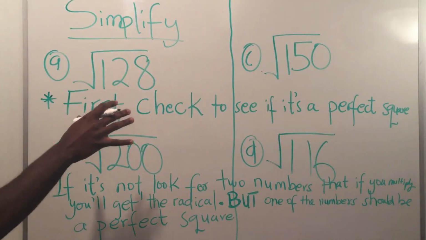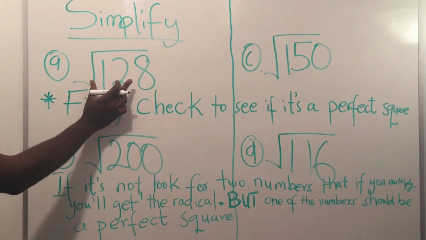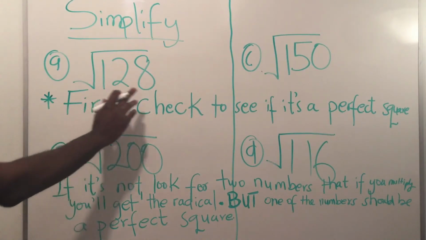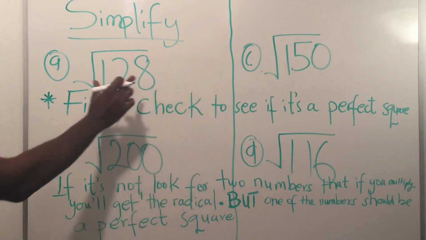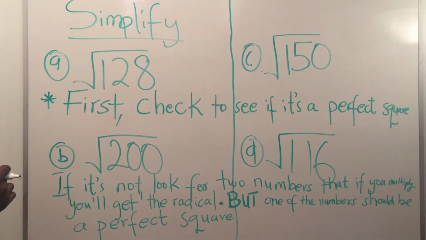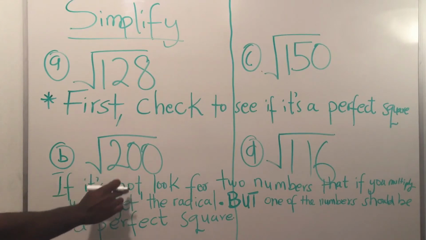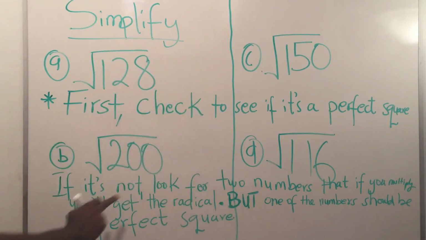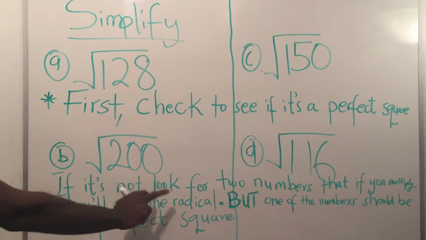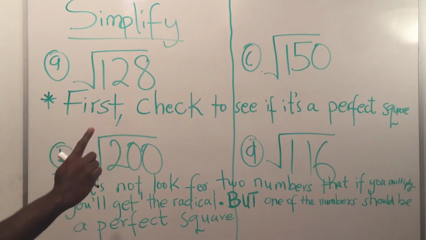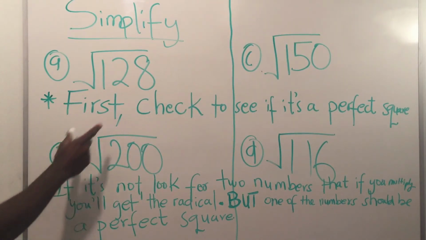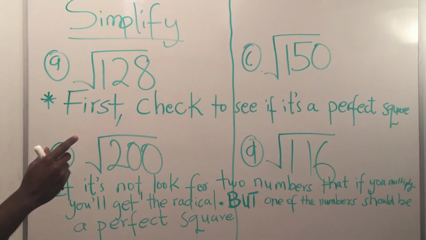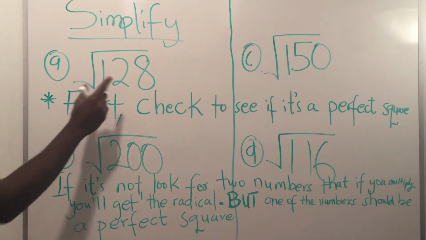So whenever you've been asked to simplify a radical or a square root, right? First, check to see if it's a perfect square. And if it's not a perfect square, look for two numbers that if you multiply, you get the radical. But one of the numbers should be a perfect square. Please, I want you to write this down if you have to. It could be very helpful to you. But again, I'm saying check to see if it's a perfect square.